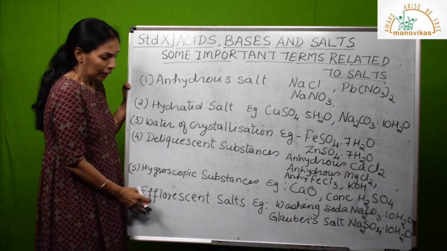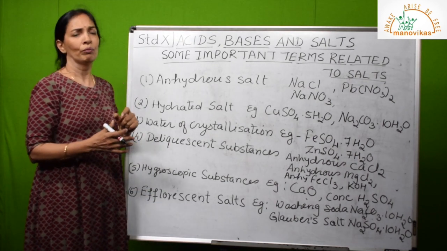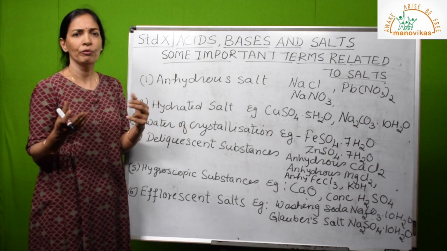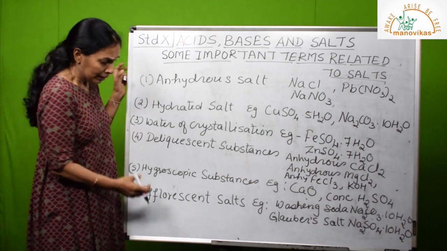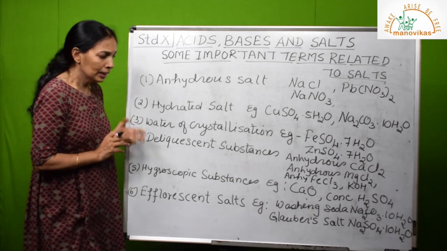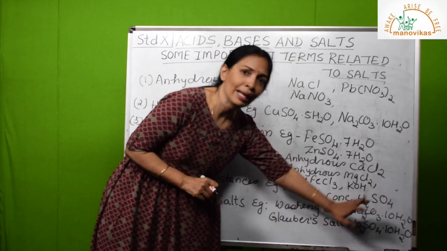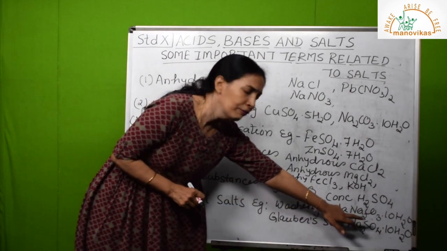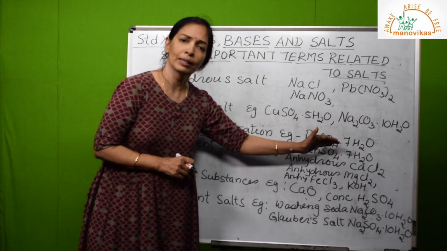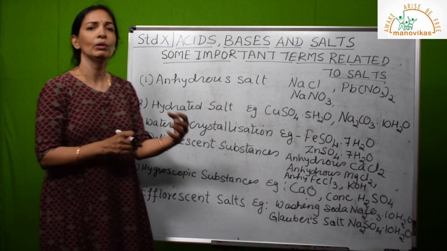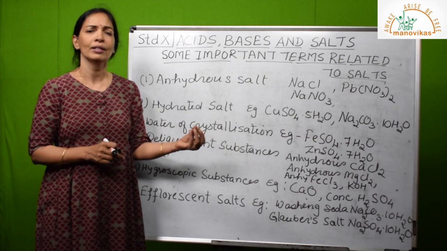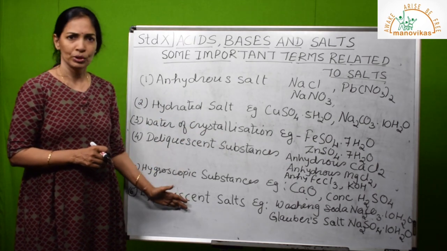Efflorescent salts. Crystalline salts, when they are exposed to air, lose their water of crystallization and form a powdery substance or mass. These are called efflorescent salts and that phenomenon is called efflorescence. These are washing soda, sodium carbonate decahydrate, Glauber's salt, sodium sulfate decahydrate. So some salts like FeSO4.7H2O, that green vitriol, blue vitriol also, if you leave them open to the atmosphere, then they will lose their water of crystallization and change into powdery mass. So these are the terms.